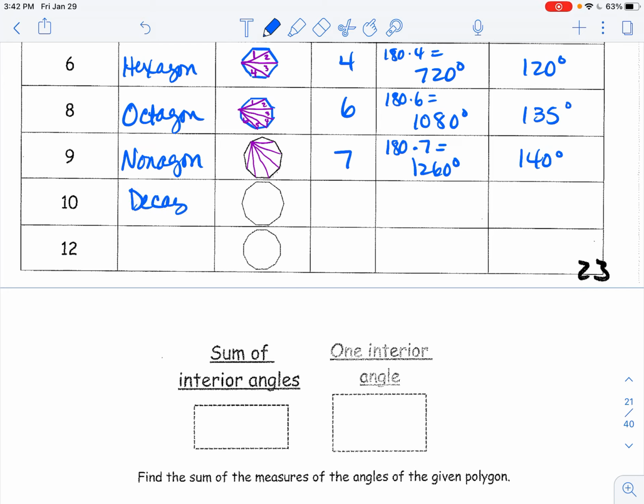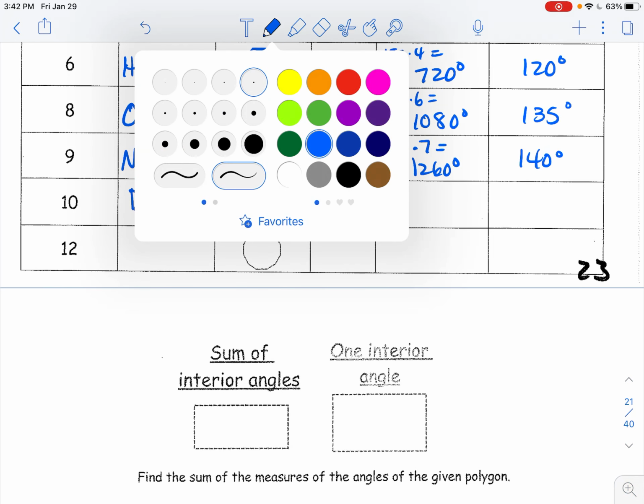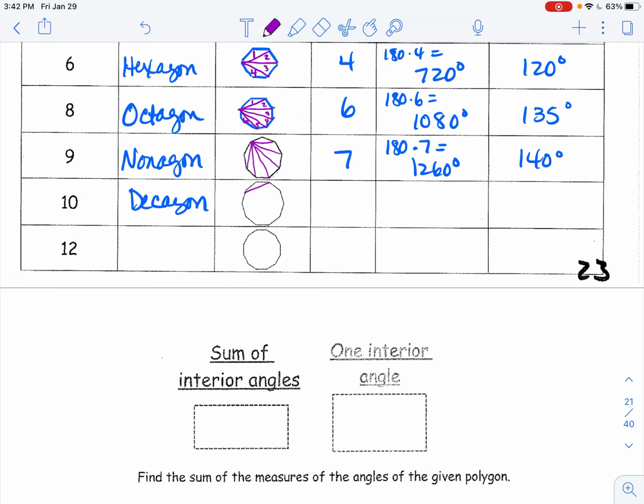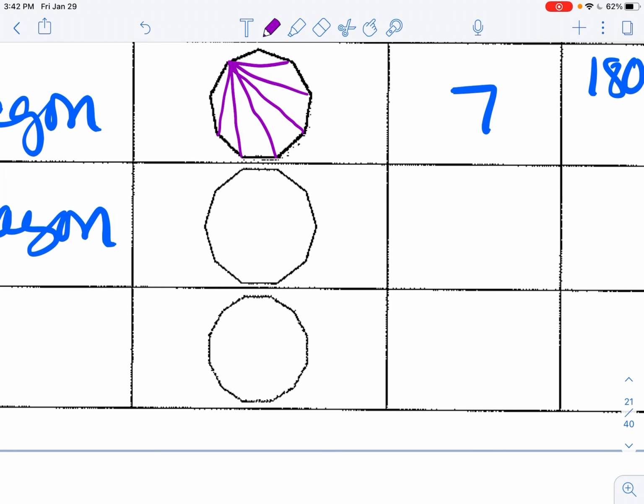Okay, a 10-sided polygon is a decagon. And again, I don't have to draw it, thankfully. Whoops, did I do that right? I didn't. I'm going to have to try again. That's better. 1, 2, 3, 4, 5, 6, 7. That gives me 8 triangles. 1, 2, 3, 4, 5, 6, 7, 8.